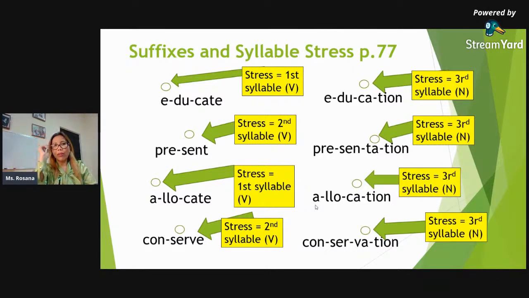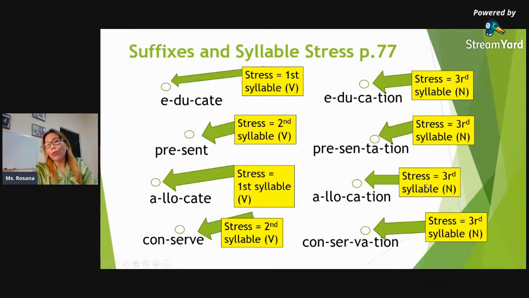Okay, so where is the stress in the word educate? You say educate, education, present, presentation, allocate, allocation, conserve, conservation. If you look at the first column of words, you can see that two syllable words are stressed on the second syllable. We say present, conserve. These are two syllable verbs, stressed on the second syllable. And then the three syllable verbs are stressed on the first syllable, like educate, allocate, all right?